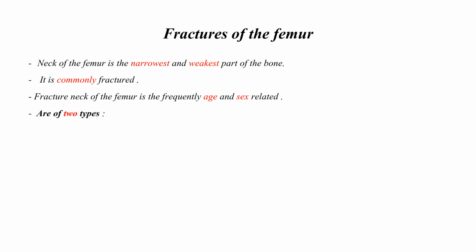Fractured neck of the femur is of two types. Subcapital fracture: this fracture occurs inside the capsule of the hip joint. And trochanteric fracture: it occurs outside the capsule of the hip joint.